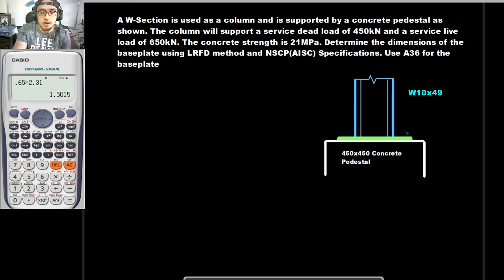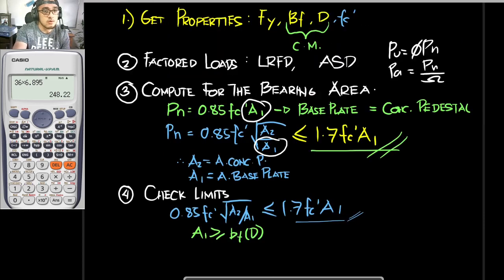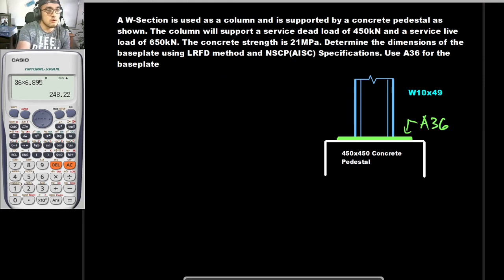Okay, hindi ko nasulat dito. So, itong base plate daw natin is A36. Hindi ko na isusulat yung solution, but our A36 steel has a yield strength of 248 MPa. Okay, so ayun. The first thing that we should do is step 1 natin. So, get the properties.